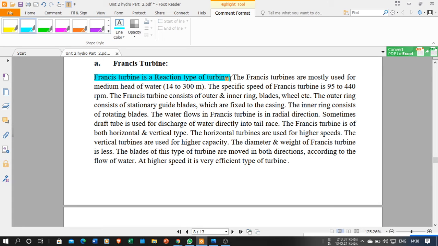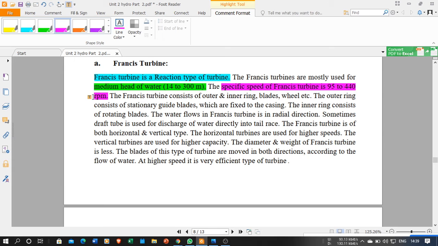Francis turbines are mostly used for medium head. Where are you going to use the Francis turbine? You are going to use it for medium head, 14 to 300 meters. The specific speed of the Francis turbine is 90 to 440 rpm. The speed of the Pelton wheel turbine is only up to 40, 40 to 60 rpm at the max. But in case of the Francis turbine its speed is 95 rpm to 440 rpm.